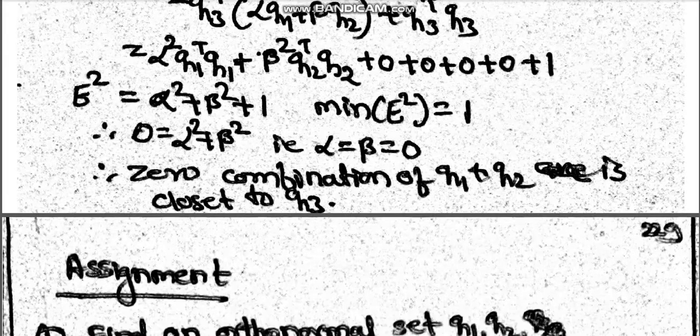When it is a square, what should be the values of alpha and beta? It should be equal to 0, not alpha equals minus beta. Don't take it like that. So this is the problem.